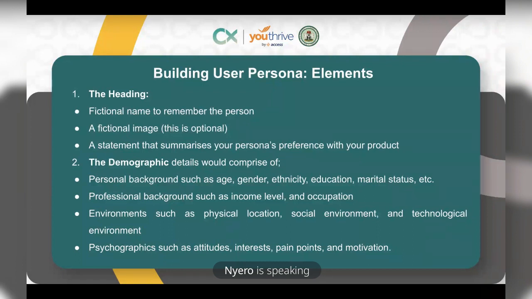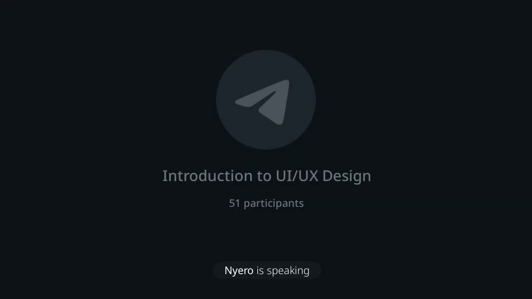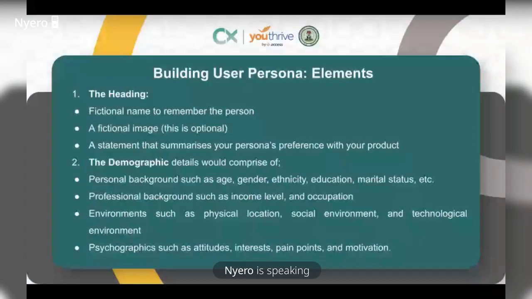It has to be fictional, or you can do without an image, but I like to add an image. And you add a statement that summarizes your persona's preference with your product. And then the second element is the demographic details. Under demographics, you add personal background information such as age, gender, ethnicity, education, marital status, etc.